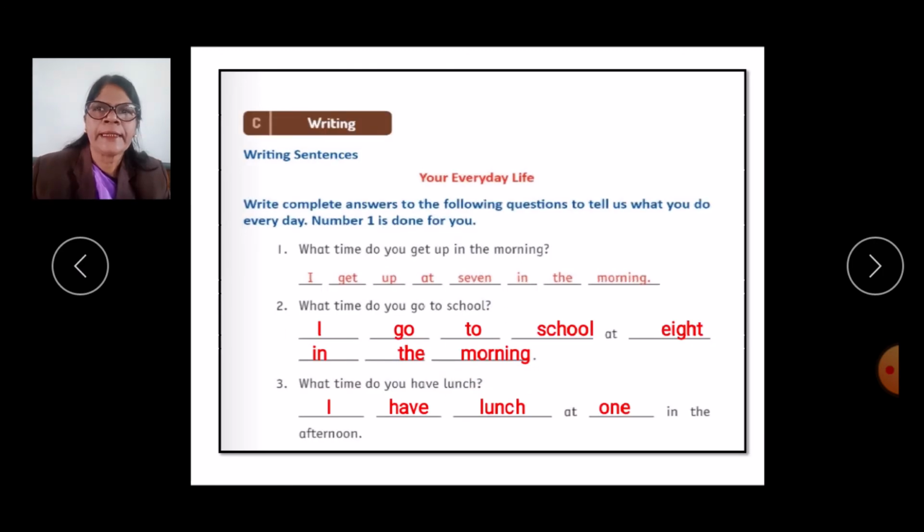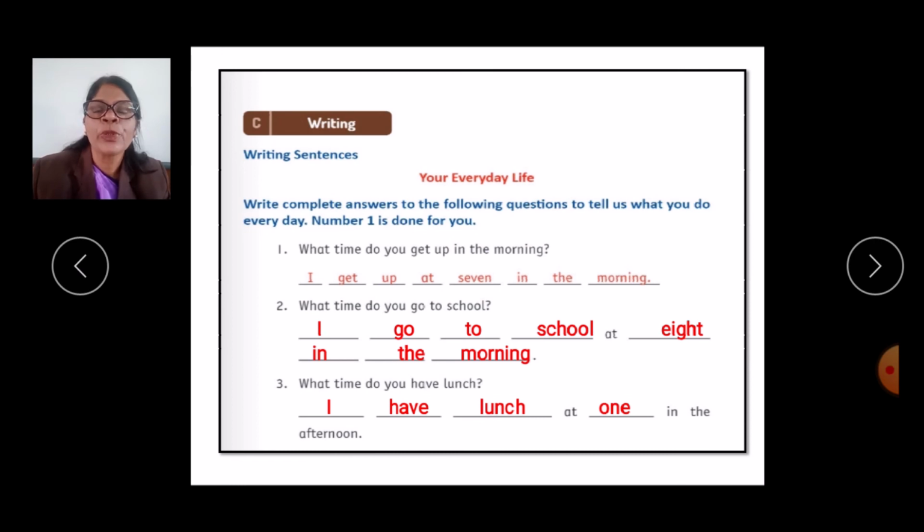Now writing sentences. This is your everyday life, whatever you do. This is your daily routine. So write complete answers to the following questions to tell us what you do every day. Number 1 is done for you. Now, children, the first one, what time do you get up in the morning? What time do you get up, children? So you have to say your daily routine every day, what do you do? So here, I get up at 7 in the morning.